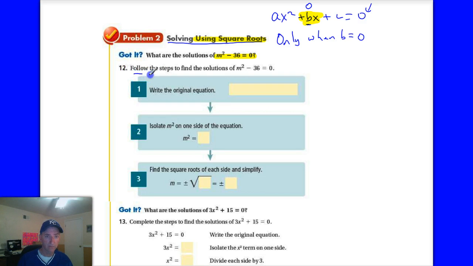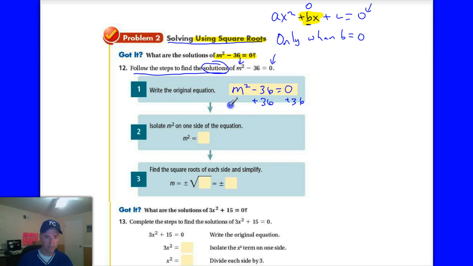To solve, to find the solutions. Okay, so notice the directions right here. Follow the steps to find the solutions. That's what you're doing. You're solving it. For m squared minus 36 equals 0. We want to know what value there would make it 0. This is how you do it. Write down the equation. M squared minus 36 equals 0. Now what we would do is we would add 36 to both sides. We're just solving an equation here.